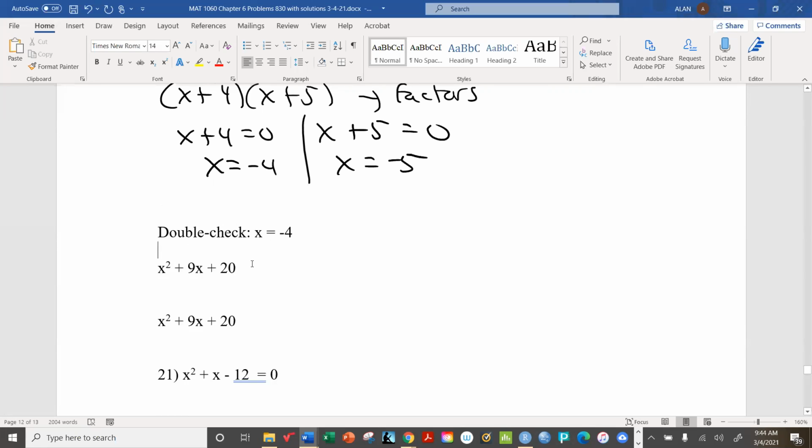Okay, so we'll have -4 squared plus 9 times -4 plus 20 equals 16 minus 36 plus 20, which is -20 plus 20 equals 0.